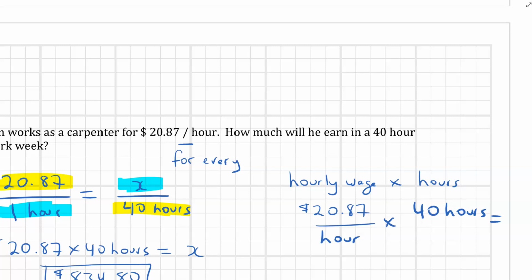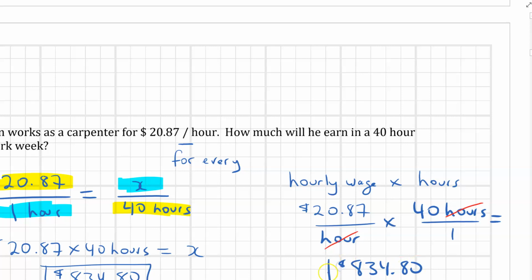The one thing is I wrote down all those units in there because this 40 hours, if I think of it as a fraction, I can say it's over 1. How do you multiply fractions? You multiply top times top and bottom times bottom. The other thing that's kind of neat about doing this is that if you have a unit on the top and on the bottom, they cancel each other out. So the hours are actually going to cancel each other out. So you end up getting the 20.87 times 40, and you get the same answer.